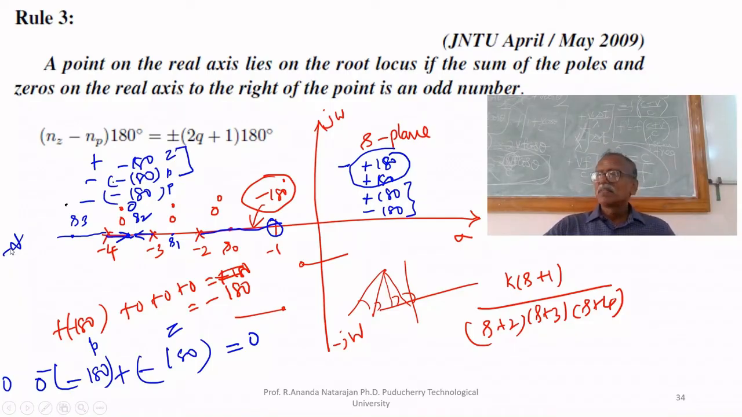That's all. So, these two branches approach each other and break away at this point. One goes to plus 90, another goes to minus 90. That we will see in another rule. So, whether it is on the root locus or not, we check.